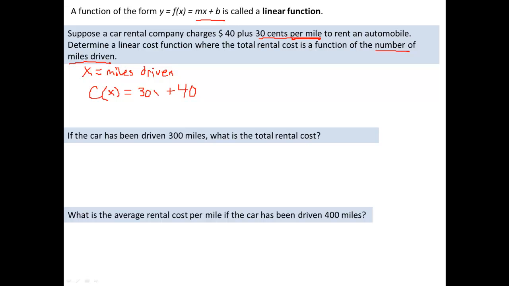So I might have 30 times x, but let's make sure we're careful with the units here. The 40 is in dollars, and the 30 is in cents. So let me be very careful to get my decimal point in there. Say this is 0.30x plus 40, linear cost function. Let's try out our function if the car has been driven 300 miles. So if x equals 300, let's plug 300 into our equation.